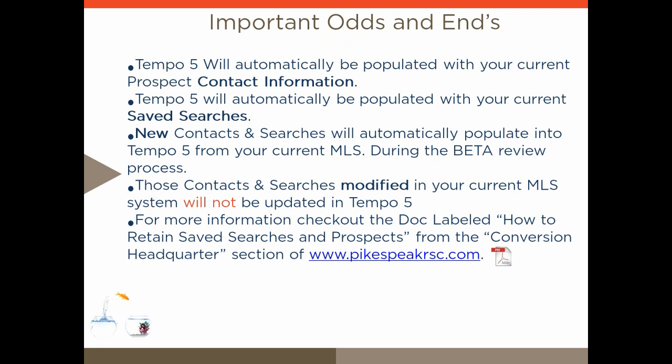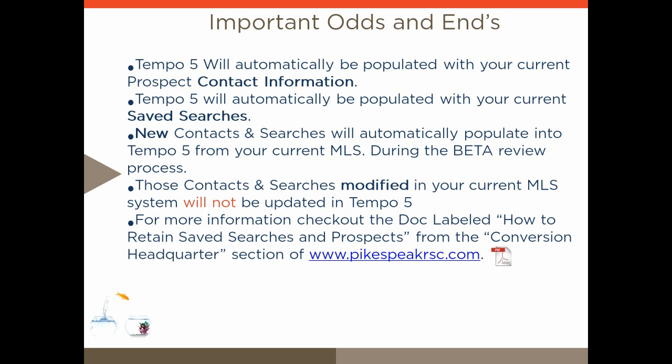Now, Tempo 5 will automatically be populated with your current prospect or contact information, so that will be brought over as I alluded to earlier. You will also have your saved searches brought over into the new Tempo 5 system for the beta testing period. And they will continue to stay in there after the beta test period as well.